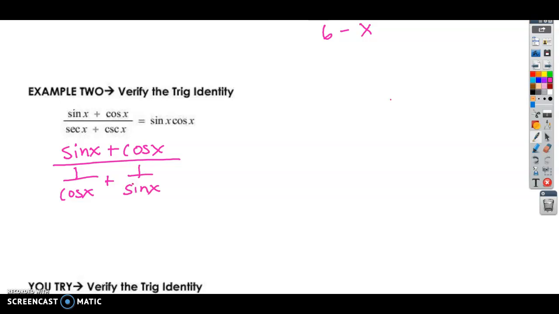Now, once I did that, I know that in order to add these two denominators right here, I've got to multiply both the numerator and the denominator by sine cosine, right, in order to have the denominators be the same. But I can't just do that in the denominator. I have to do it in the numerator as well. So I'm going to go ahead and multiply by sine of x cosine of x over sine of x cosine of x. Put my equal sign because I'm working on the left.